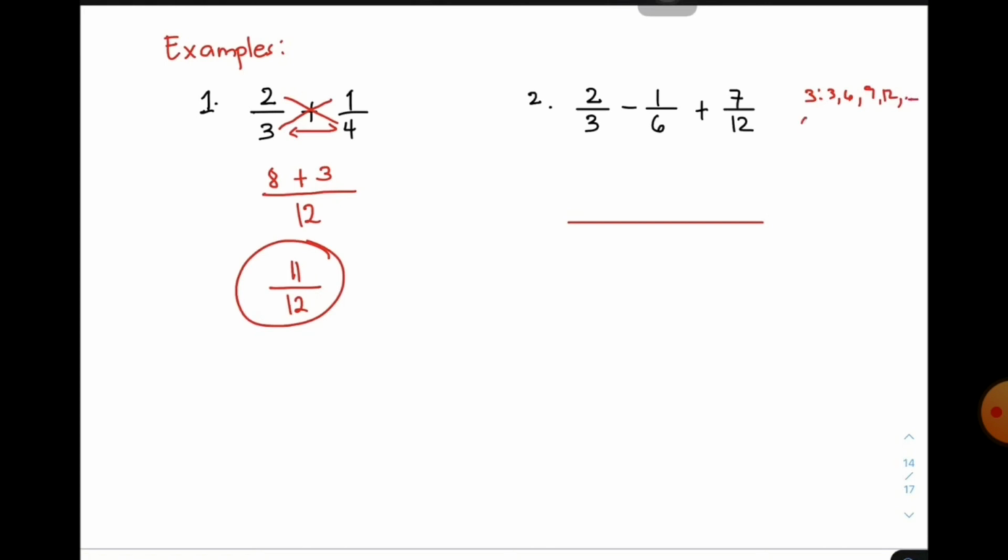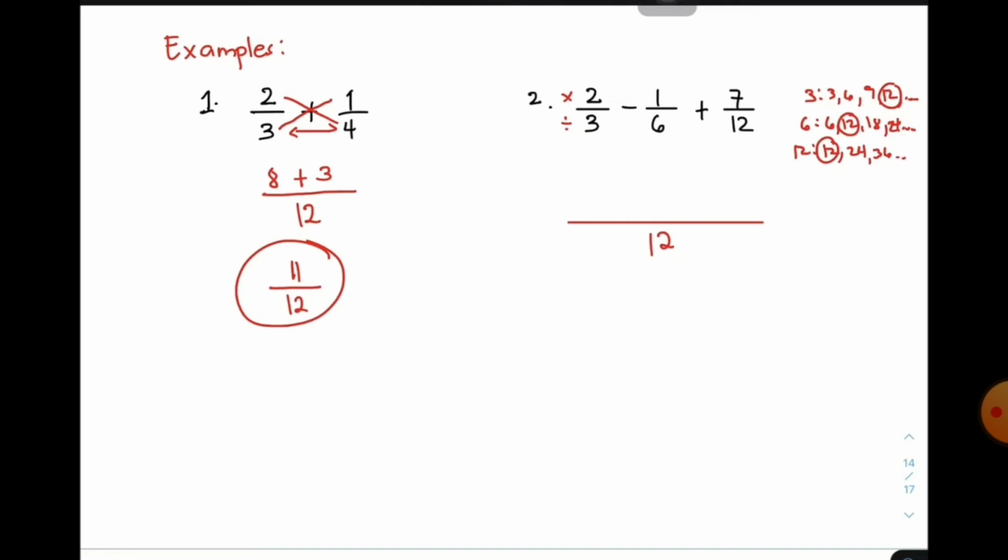First, we have to get the multiples of 3. Okay? Then multiples of 6. Okay? And then the multiples of 12. Okay. After that, you have to check which number they meet, the same number, and then that will be our least common denominator, that is 12. So 12, the common multiple. Okay, the least common multiple, that is our LCD, the least common denominator.